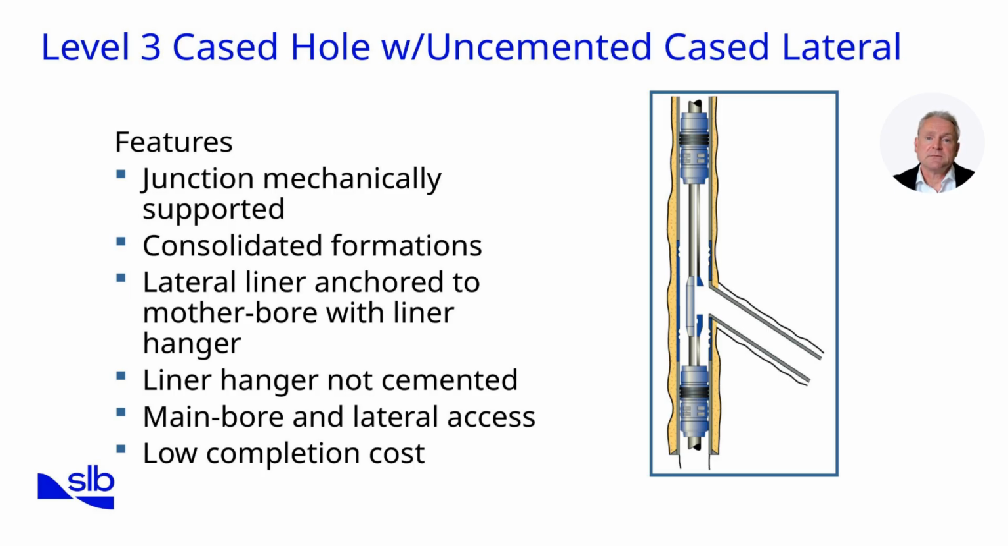Looking at the diagram, you'll notice the lateral liner is fixed to the main bore with a hanger, but there is no cement barrier at the junction. This highlights the compromise: increased stability but without full zonal isolation. Level 3 offers a good balance for consolidated formations. Next, we'll see how cement in both bores further enhances junction support at level 4.